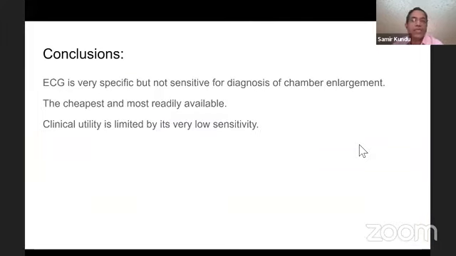Conclusion: ECG is very specific, but not sensitive for diagnosis of chamber enlargement. But ECG is the cheapest and most readily available. Clinical utility is limited by its low sensitivity.